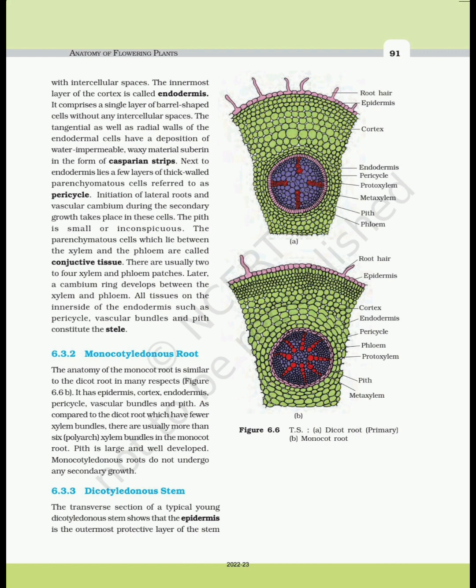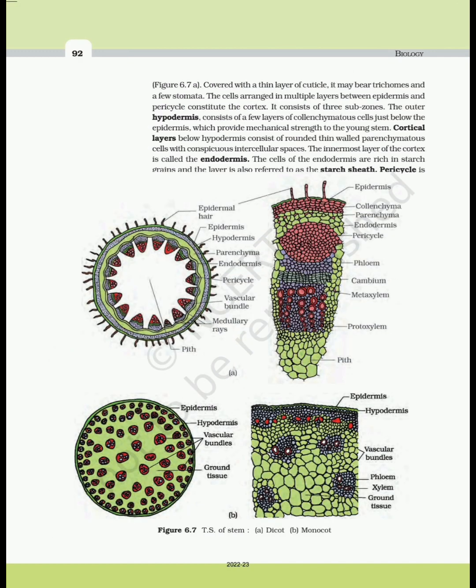6.3.3 Dicotyledonous stem. The transverse section of a typical young dicotyledonous stem shows that the epidermis is the outermost protective layer of the stem. Figure 6.7a. Covered with a thin layer of cuticle, it may bear trichomes and a few stomata. The cells arranged in multiple layers between epidermis and pericycle constitute the cortex. It consists of 3 subzones. The outer hypodermis consists of a few layers of collenchymatous cells just below the epidermis, which provide mechanical strength to the young stem. Cortical layers below the hypodermis consist of rounded, thin-walled parenchymatous cells with conspicuous intercellular spaces.